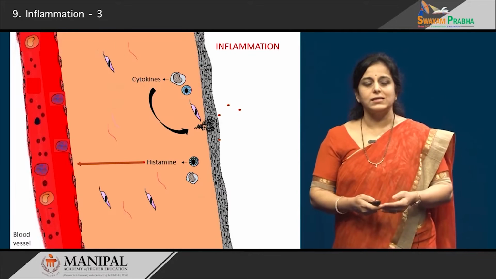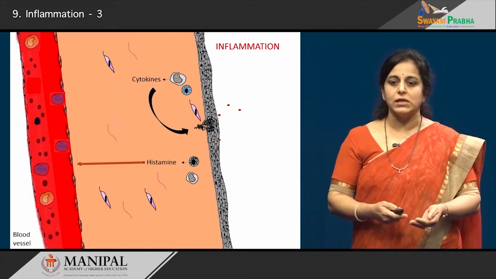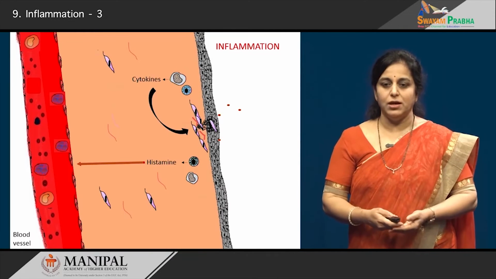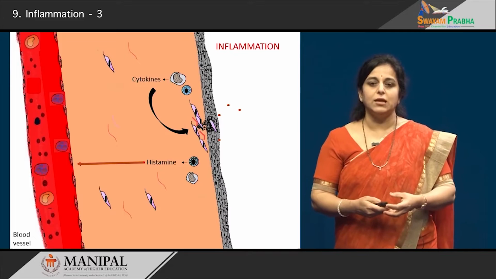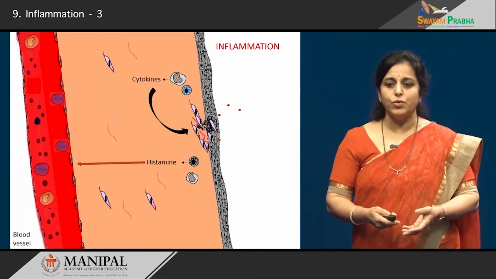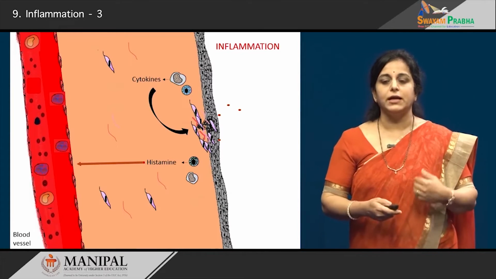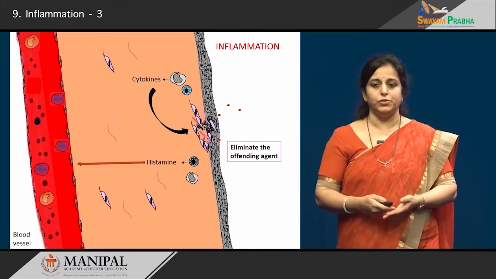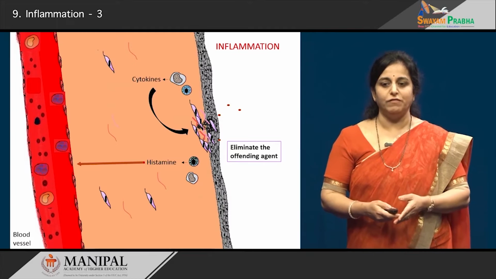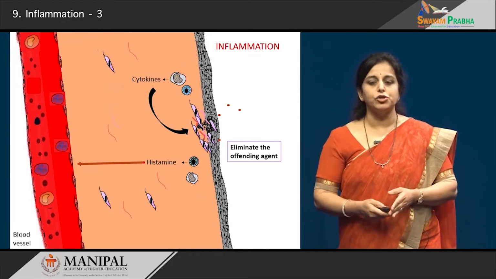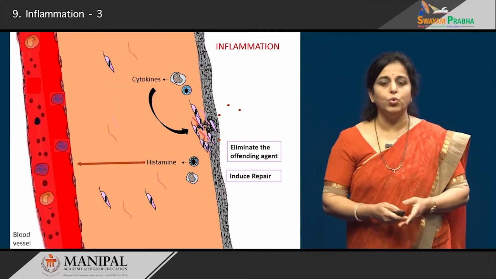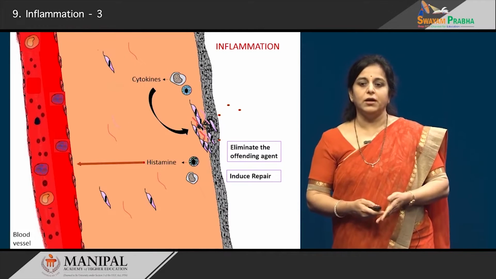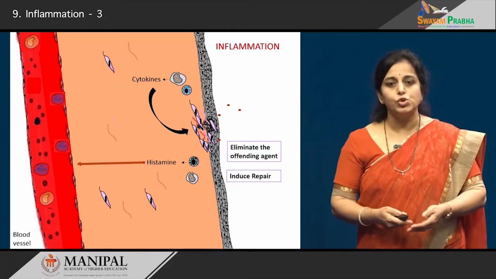At the same time, the cytokines that are released by the macrophages cause proliferation of the fibroblasts, which also lay down collagen. So, basically this injured tissue is replaced by scar. You can see here proliferation of fibroblasts, deposition of collagen, and this has replaced the dead or injured tissue. So, the two main features of inflammation are, number 1, elimination of the offending agent, and number 2, inducing repair at the site of injury. Now, without inflammation, infections would go unchecked and wounds would never heal.